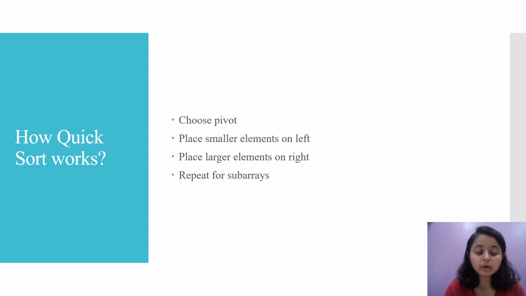How quicksort works? First, we choose a pivot element, then we place all smaller elements to the left side and all larger elements to the right side. After that, we repeat the same steps for the left and right subarrays until everything is sorted.